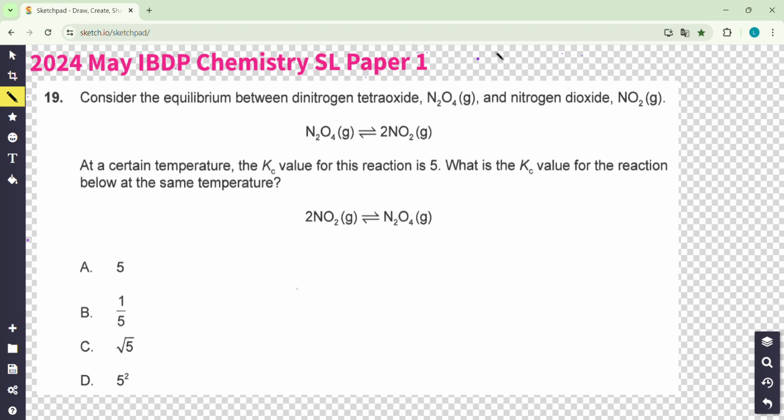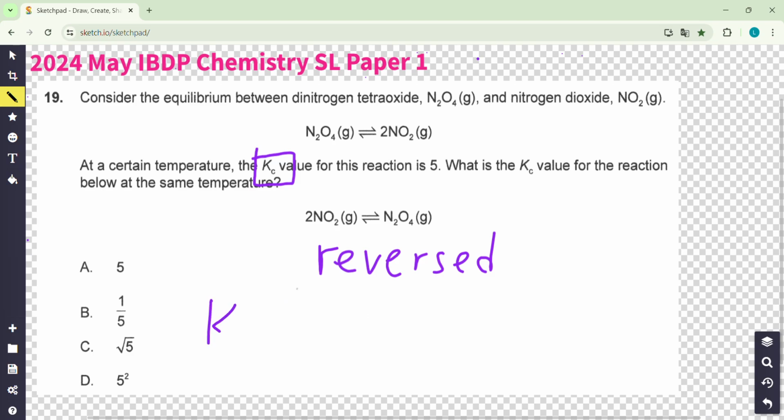Okay, question 19 SL is about equilibrium constant Kc. Okay, so what is this two reaction? Look at it. This is the reverse reaction. Products and reactants are reversed, right? Flip it, right? So reverse reaction. So first of all, you need to remember what is Kc.